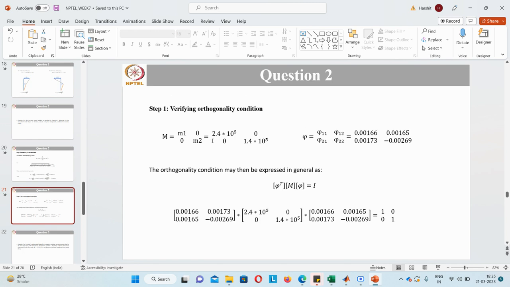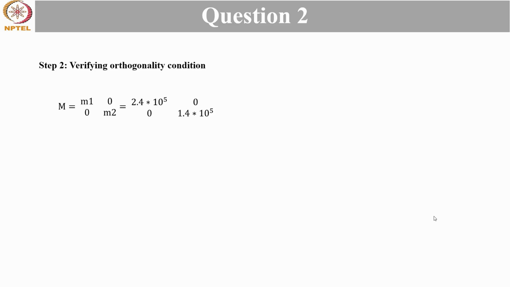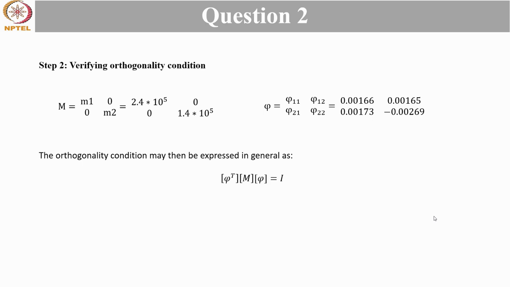Based on the normalized mode of vibration, step two is to verify the orthogonality condition. The orthogonality condition that we read in the course was given as follows: phi transpose m phi should be equal to I. We know the mass matrix, and we know the normalized mode of vibration: the first row represents the normalized mode for the first frequency, and the second row is for the second mode of vibration. So the orthogonality condition is represented by this equation.